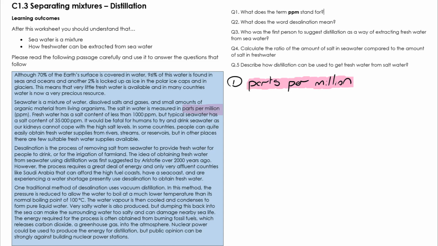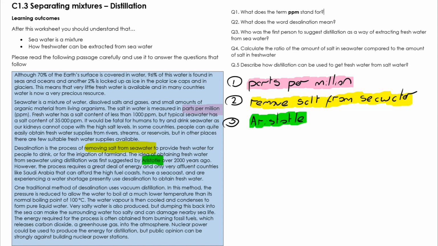What does the word desalination mean? Well, again, highlighted within the box, but we are removing salt from seawater. Part 3, who was the first person? Aristotle. Number 4, the ratio. So we're told content of 35,000 parts per million in seawater and less than 1,000 in fresh water. So the ratio is 35:1.